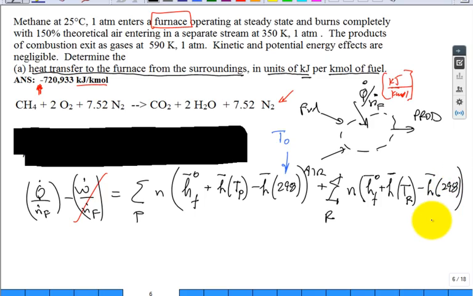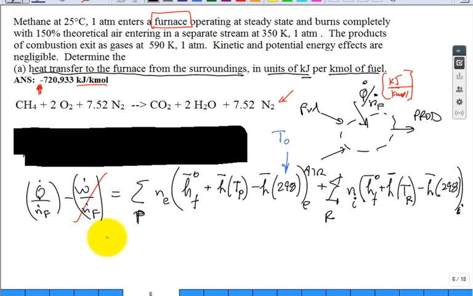Now, this is summed over all the products. The products exit. I'm trying to follow the notation of the textbook. They put e for exit on the subscript, and for the reactants, they put i. I can never figure out what the i is for of the reactants. Inlet. Yeah, that must be what it is. Go ahead and bust it out.